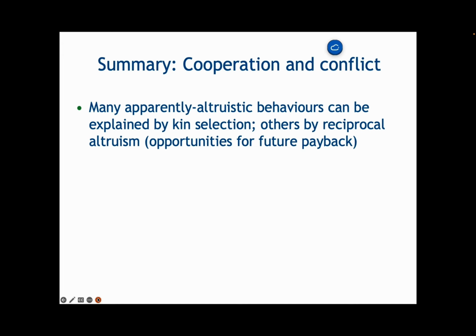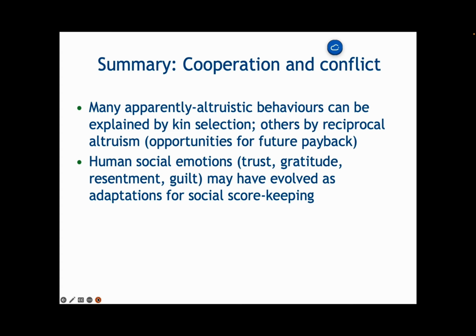So then the take-homes from this whole lecture cycle about cooperation and conflict. How do we solve the problem of altruism? Well, it's really by realizing that truly altruistic behavior is vanishingly more rare than it first appeared to be. A lot of so-called altruistic behaviors are explained by kin selection. Other apparently altruistic behaviors are explained by opportunities for future payback, so-called reciprocal altruism.